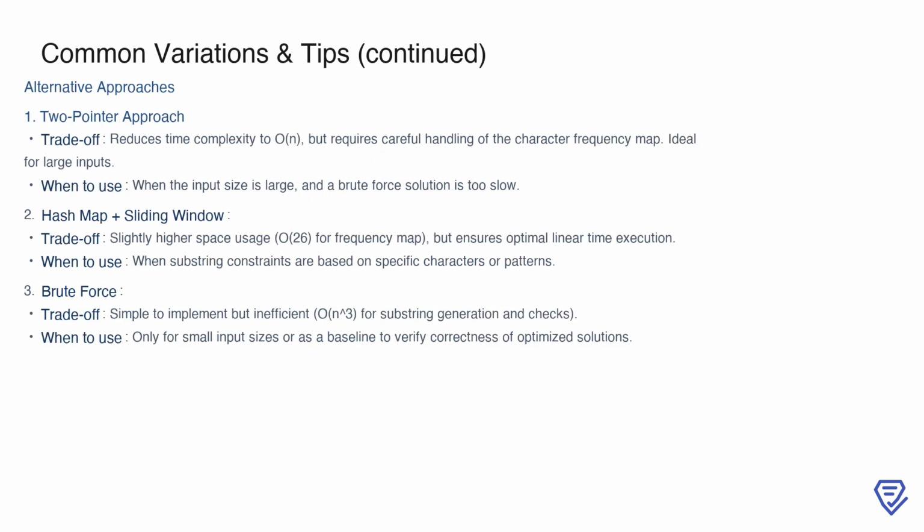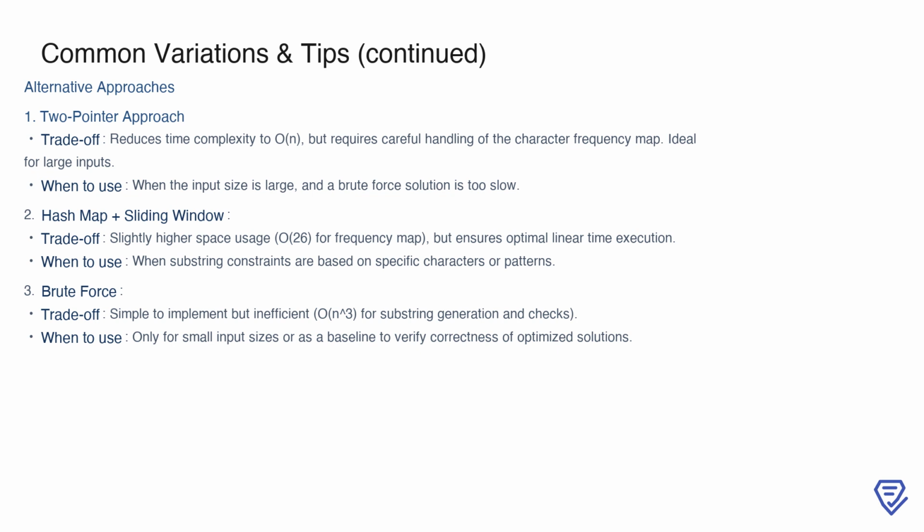There are also alternative approaches you can explore to solve this problem. The two-pointer method is a great option, as it reduces time complexity to n. However, it requires careful management of the character frequency map to ensure correctness. This method is especially useful when dealing with large input sizes where brute force solutions would be too slow. Another effective strategy is the combination of a hash map with the sliding window technique. While this approach uses slightly more space, 26, for the frequency map, it ensures optimal linear time execution and works well when constraints are based on specific characters or patterns.